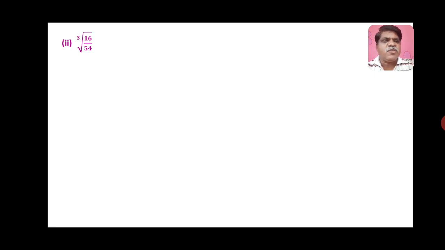The cube root of 16 upon 54. Here 16 is not a perfect cube, and 54 is also not a perfect cube. We will factorize it and then we see. See, 16 can be written as 8 into 2 and 54 can be written as 27 into 2. Now 8 is a perfect cube and 27 is also a perfect cube. Here the 2s get cancelled and you are getting the cube root of 8 upon 27.